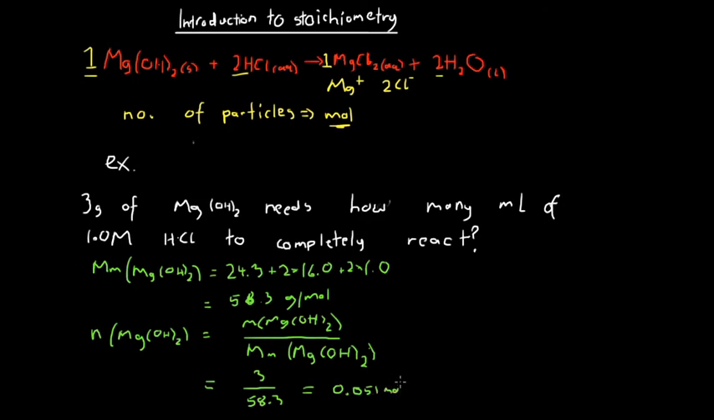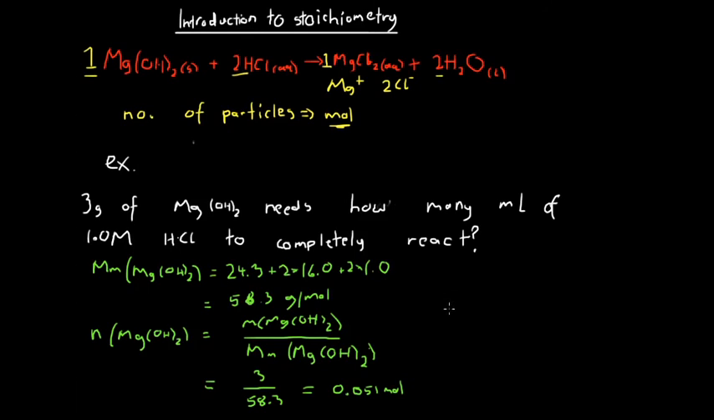Okay, so next what we do is we move over to the next part of the question. What we want is the number of mils of 1 molar acid that is needed to completely react with this 3 grams, to completely react with the 0.051 mole. So we know that by ratios here, we've got 1 mole of magnesium hydroxide reacting with 2 mole of hydrochloric acid.